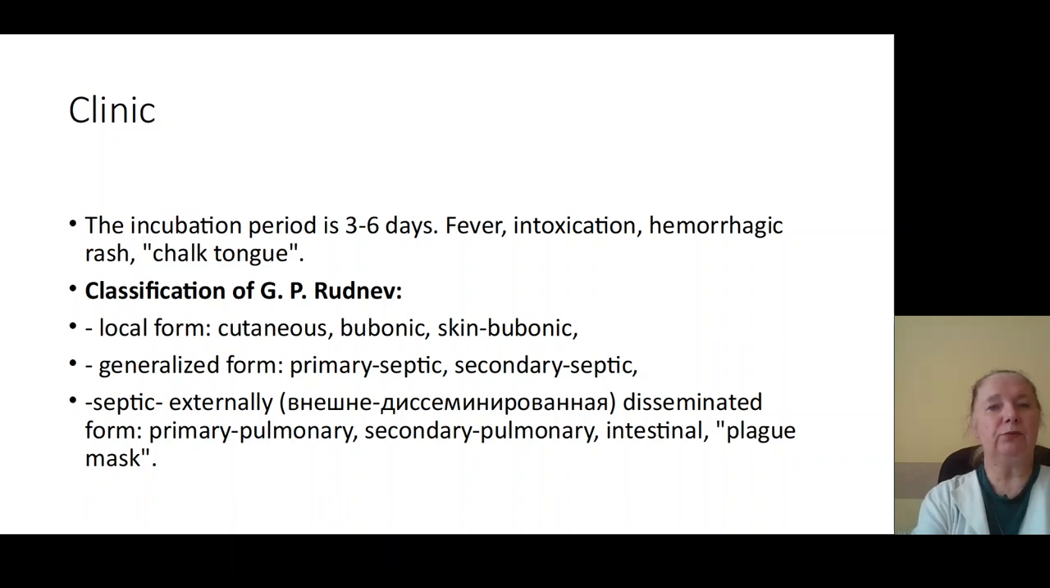We know such a classification of infection by the famous Russian scientist and doctor Rudnev, characterized by such clinical forms of plague. The local form: cutaneous, bubonic, and a combined variant of the local form. And the general forms of plague, for example, primary septic and secondary septic forms, and primary pulmonary and secondary pulmonary forms.